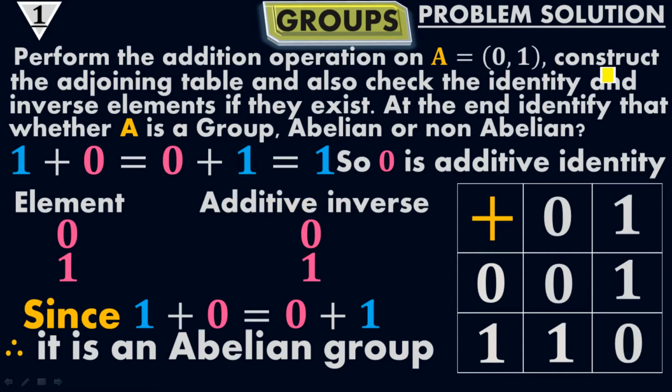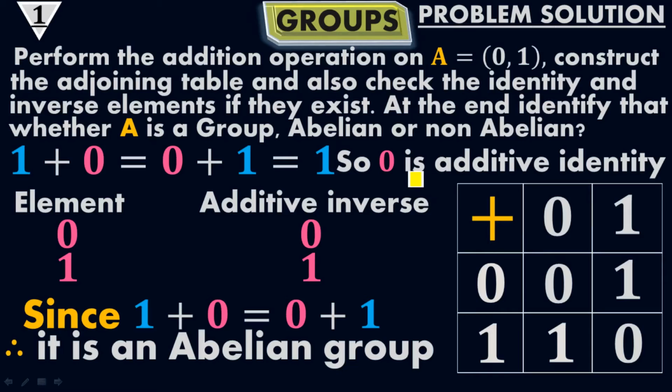Look, the first task was to construct the adjoining table. There we got the adjoining table. The second task was to check the identity and inverse elements. For the identity element, we will use additive identity, not multiplicative identity, because remember we have used the addition binary operation. We are not talking about the multiplication binary operation.